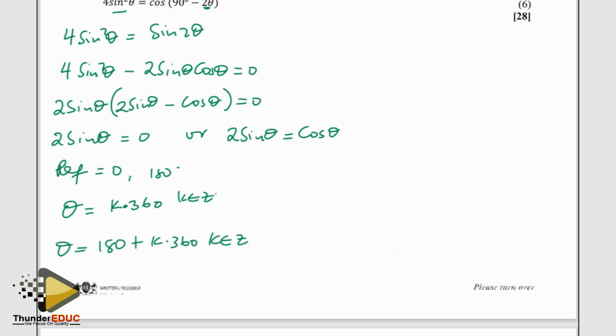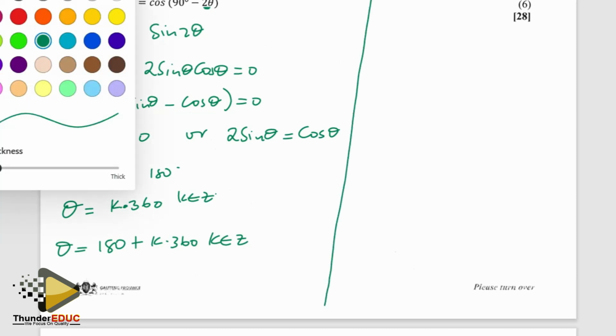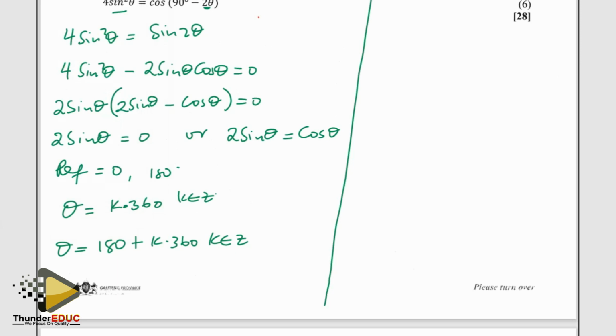Then with the second part, since I'm having sine and cos, I can create a tan. How do I create a tan? I'm going to divide both sides by 2 cos. So this 2 cancels that, this cancels that. So I have tan theta is equal to a half. And then my reference angle is going to be shift tan of a half, which is 26.57.